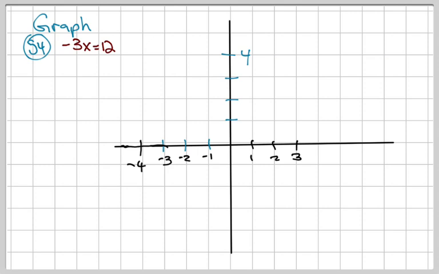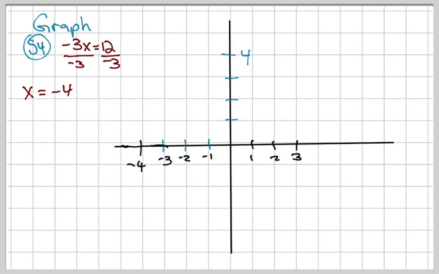Yes, it's only one variable, so let's get x by itself. We're going to divide by -3, so x equals -4. That is the equation that we have to graph, and x equals -4 is what kind of line? Horizontal or vertical?